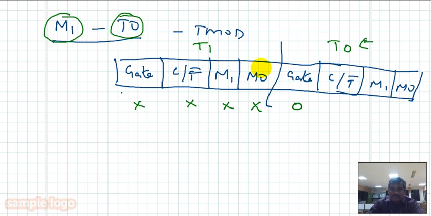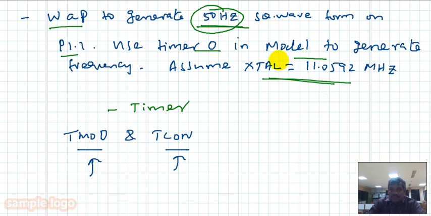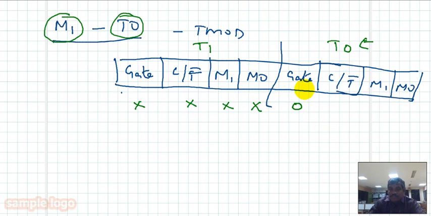So the question is very simple. You are going to generate a square waveform. For that, you are going to use only timer 0 and this mode. So it is not a conditional start. So you can make the gate bit equal to 0. What is the role of this bit? C/T bar. If the bit is 0, the hardware becomes timer. If the bit is 1, the hardware becomes counter.